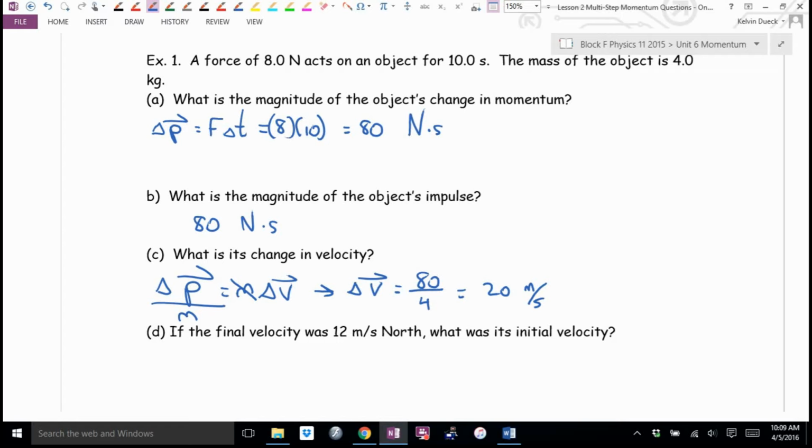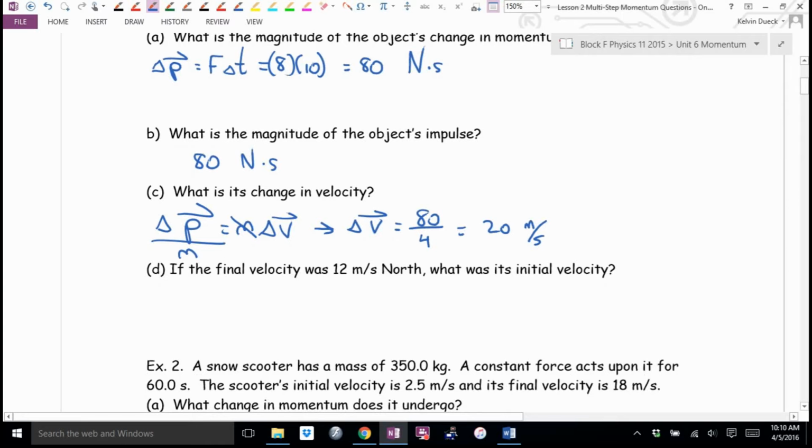Or, if you started out going 5 meters per second south, and you end up going north, what's your final velocity if you have a change of 20? 15 north. Now, Matt, what's D asking me to find? Initial velocity. What did I find in part C? Change in velocity. I wonder if I can use part C to find part D. I wonder if I can go change in velocity.